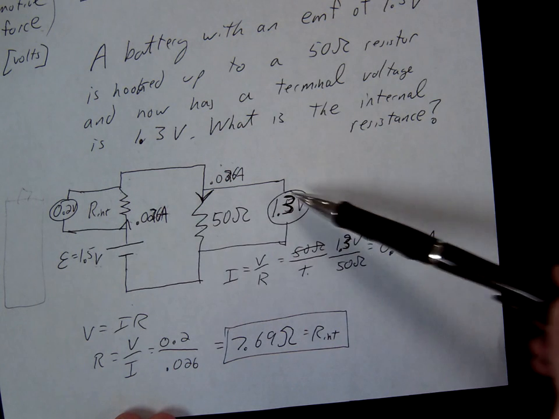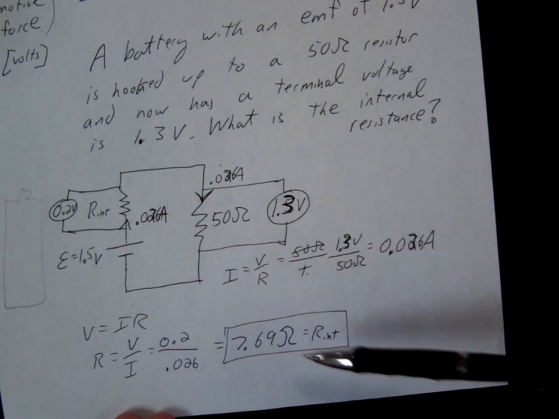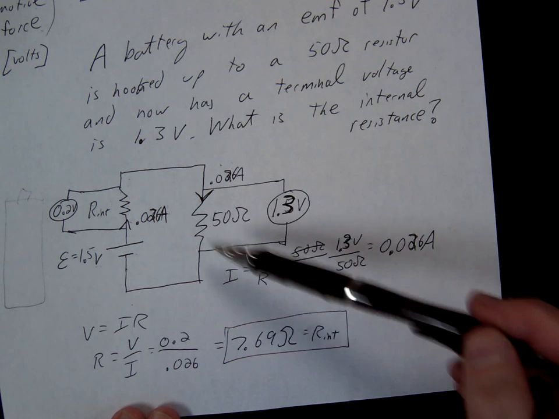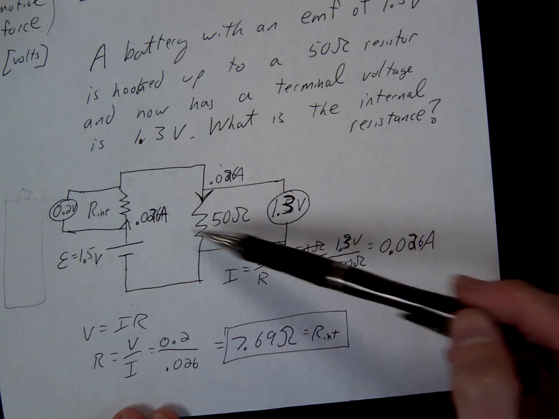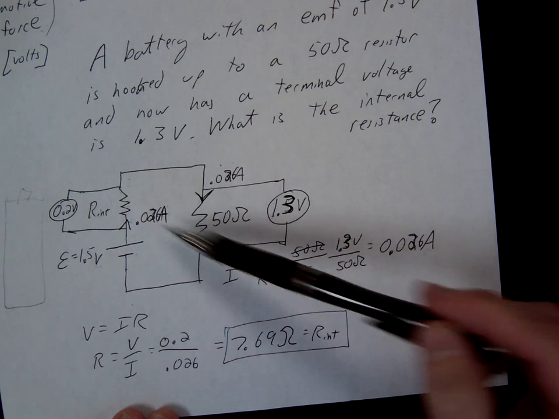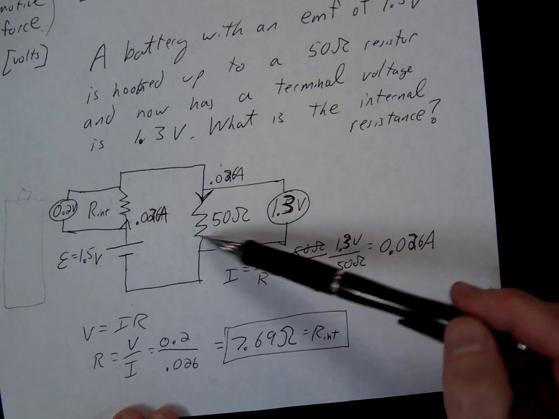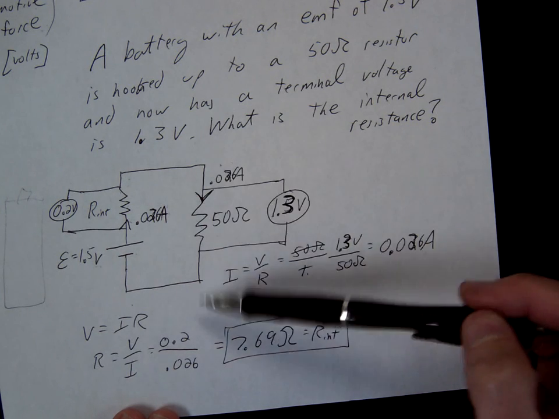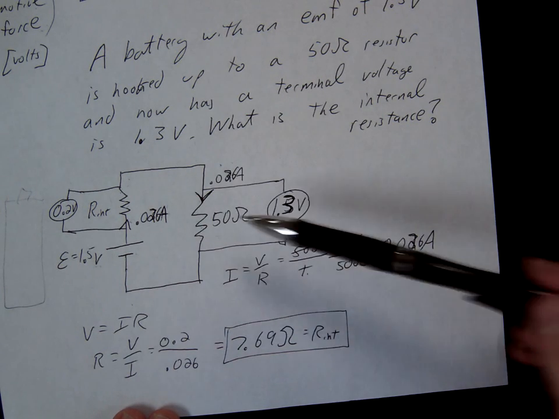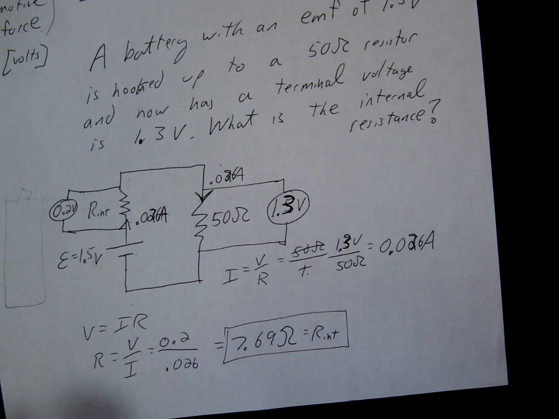On the other hand, if this was smaller, I mean, what if this was identical? What if this resistor was 7.69? How would they split up the voltage? 50-50, right? They would each get the same amount of voltage, and your terminal voltage would be much less, like about half, than what you would want to get.